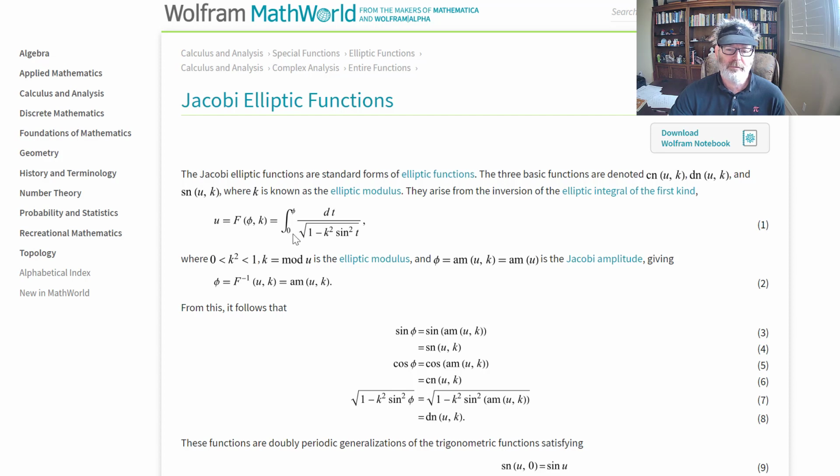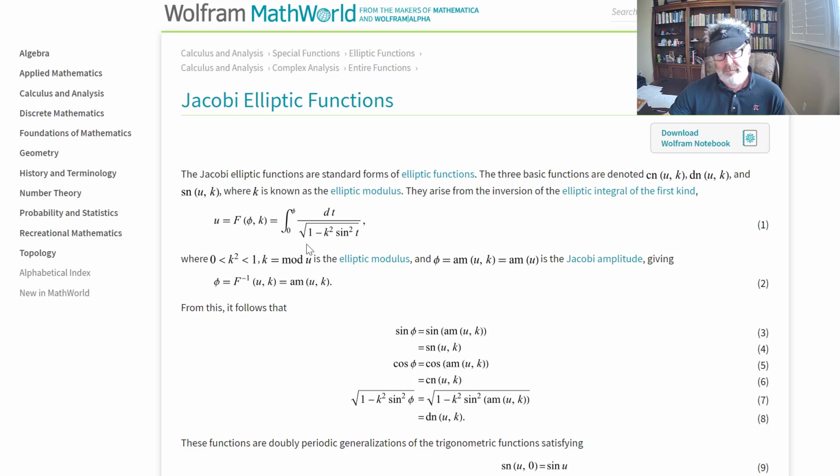So u is in terms of this integral, which we can't in general evaluate for most values of k. We can when k equals 1, we'll get to that later, or k equals 0. So u depends on phi, as I'll emphasize more graphically in a bit. Also, phi then depends on u. There is a one-to-one relationship.